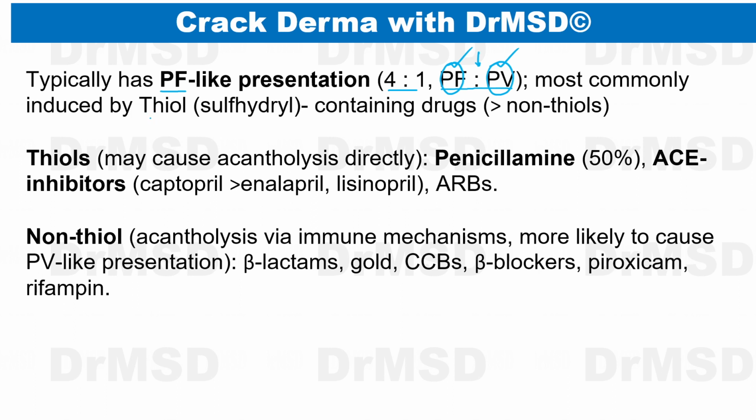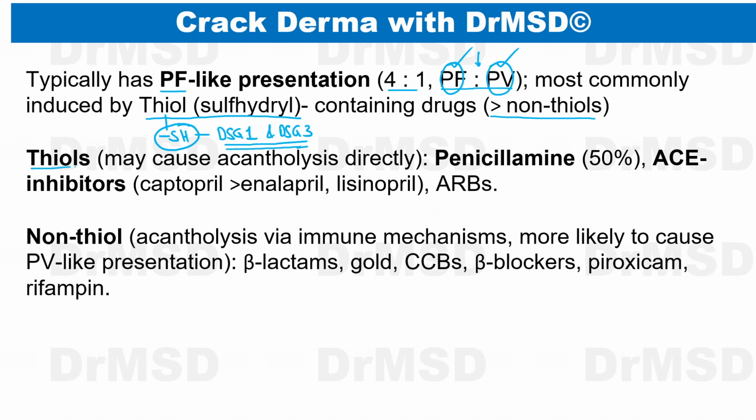You need to remember that both thiol and non-thiol groups of drugs are going to cause drug-induced pemphigus, out of which thiol group drugs are more commonly associated than the non-thiol group. So what are these thiol group drugs? These thiol group drugs have a group which is going to mimic and damage desmoglein 1 and desmoglein 3, because of which we are going to see acantholysis happening.